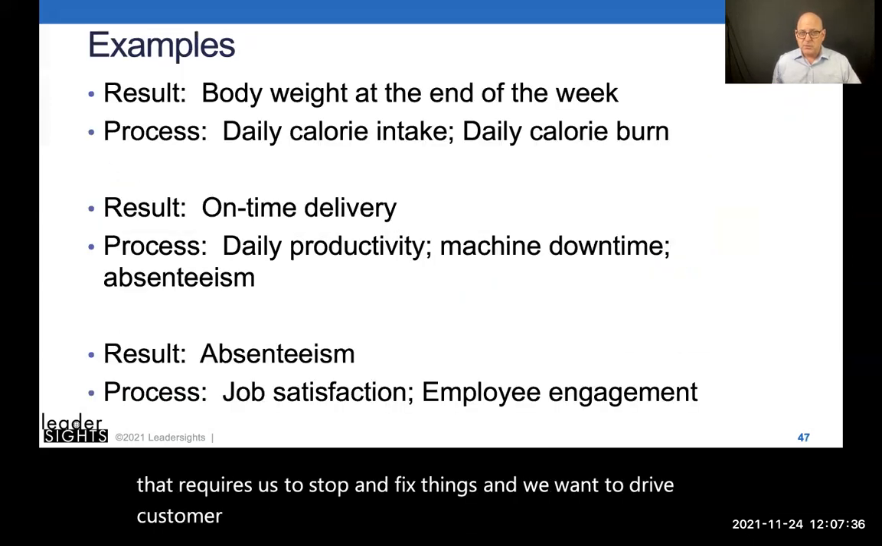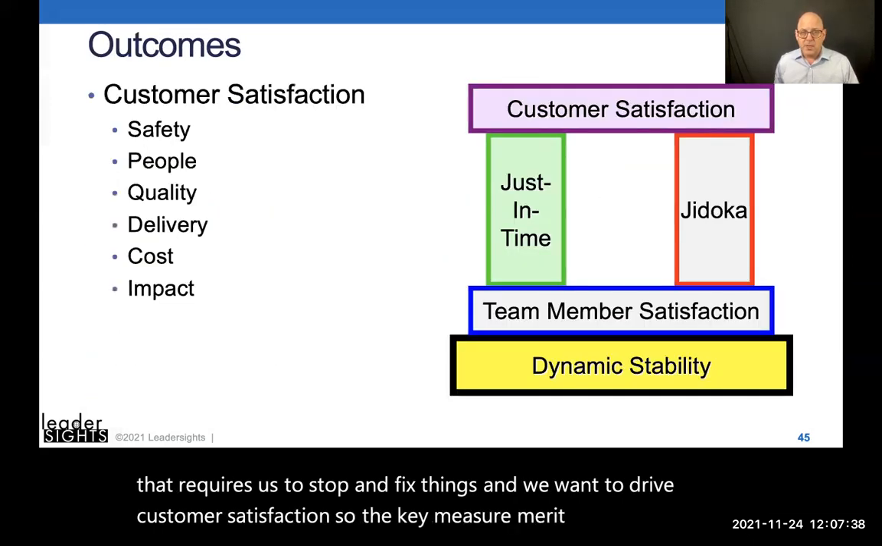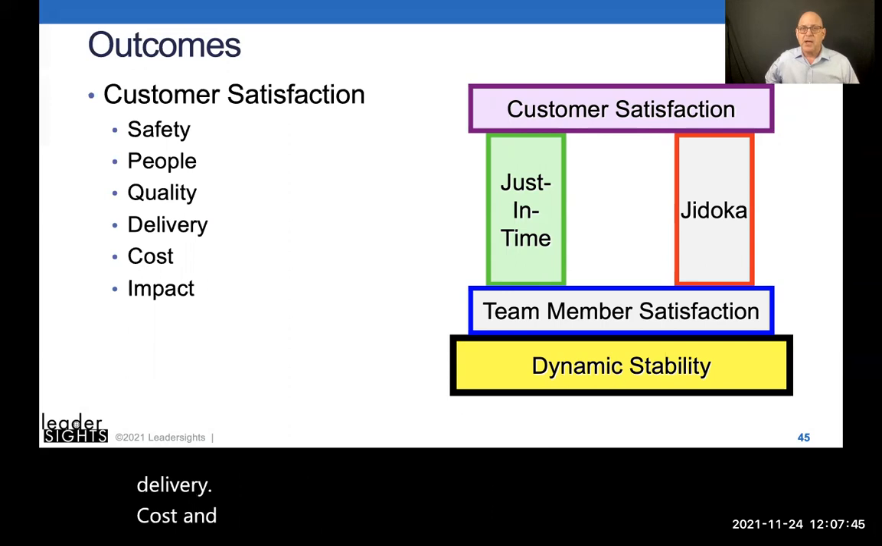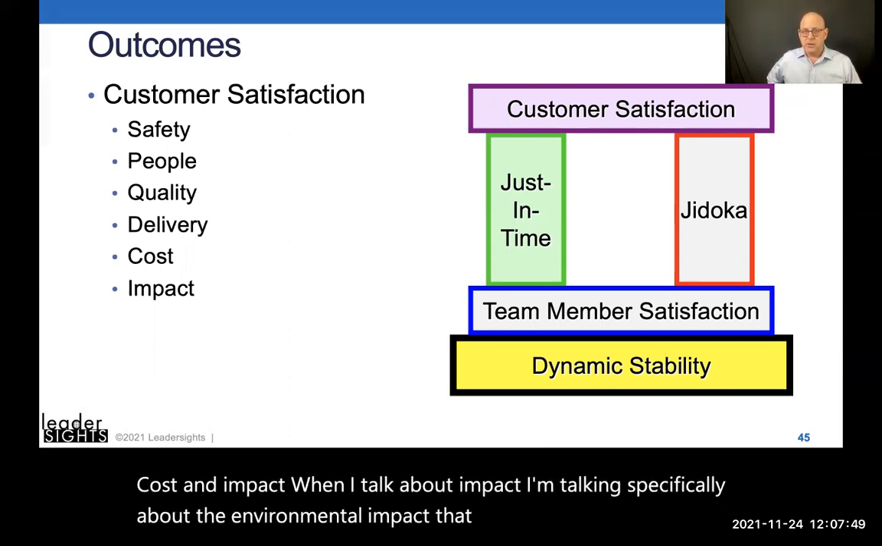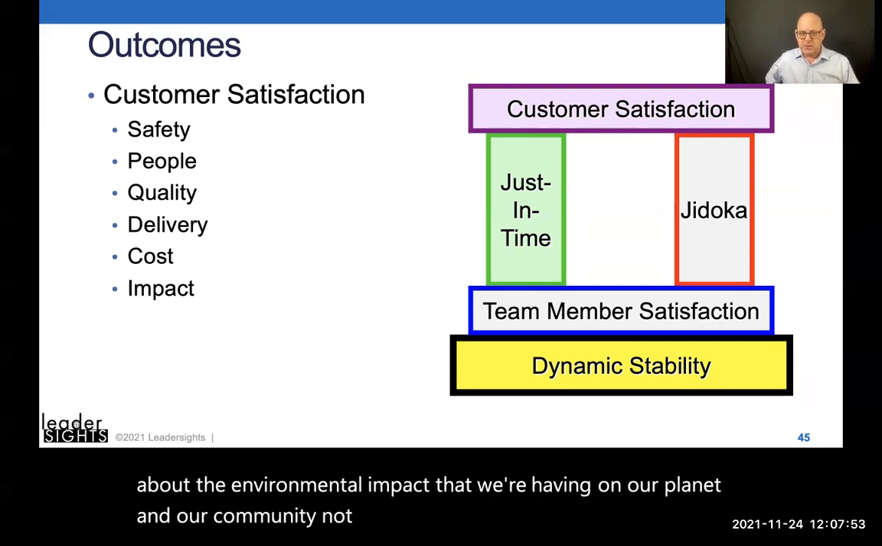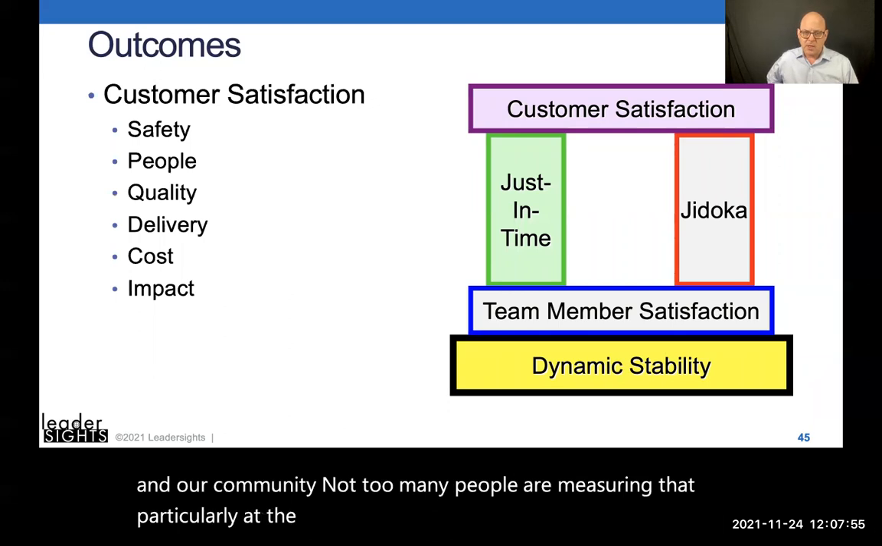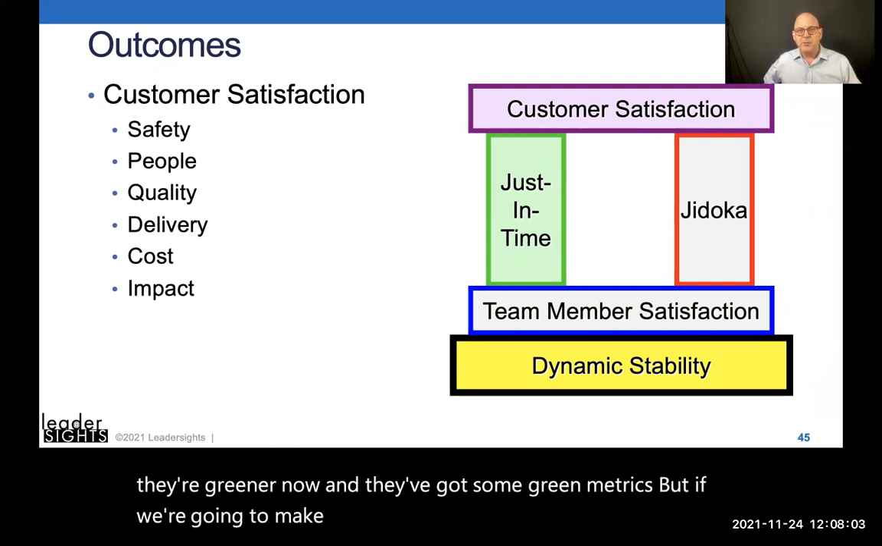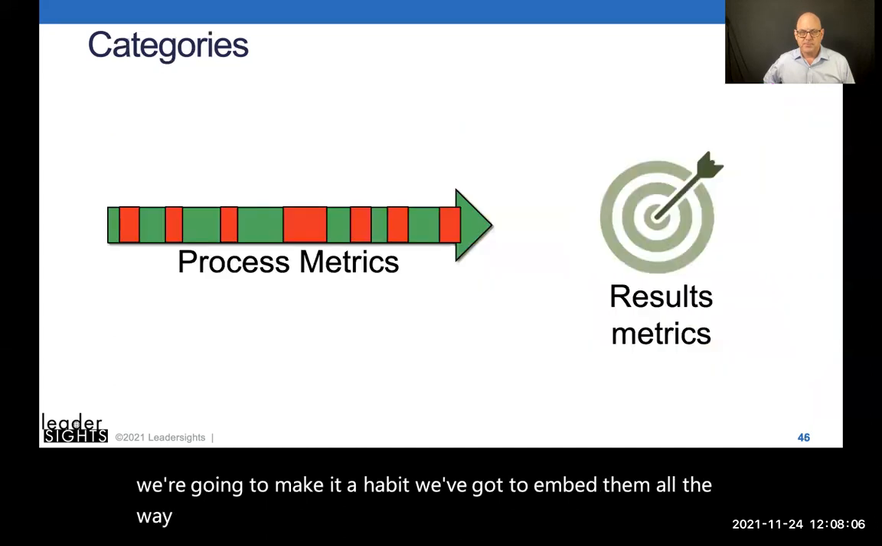So the key areas that we're going to measure are people, safety, quality, delivery, cost, and impact. When I talk about impact, I'm talking specifically about the environmental impact that we're having on our planet and on our community. Not too many people are measuring that, particularly at the process level. A lot of organizations are saying they're greener now and they've got some green metrics, but if we're going to make it a habit, we've got to embed them all the way through our organization.